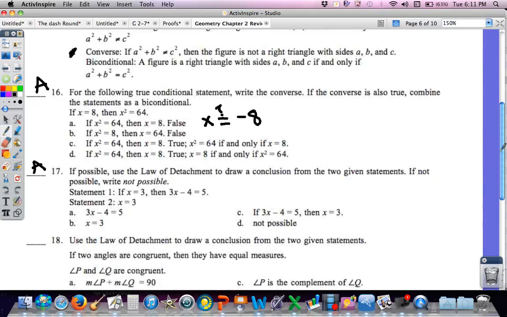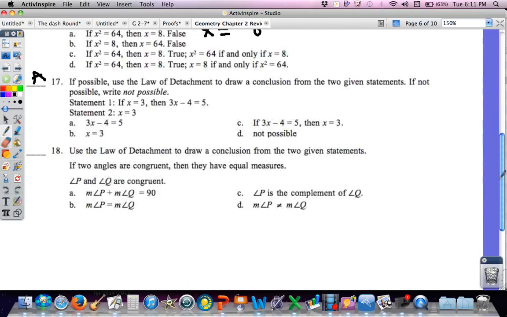Number 18, use the law of detachment to draw a conclusion from the two given statements. If two angles are congruent, then they have equal measures. Angle P and angle Q are congruent, so the measure of angle P is equal to the measure of angle Q. That's kind of what we have in proofs where we say, wait, we just said they're congruent, they're also equal. That concept would be the law of detachment.